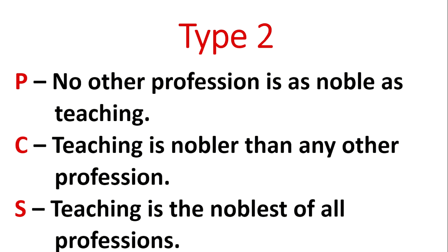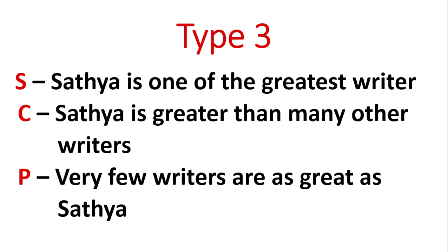Yes. So now when you are changing into superlative, you have to add the adjective plus est. Look at the sentence: Teaching is the noblest of all professions. The adjective plus est, the noblest. That's all about type 2. Now we go with type 3. What is the type 3 rule?